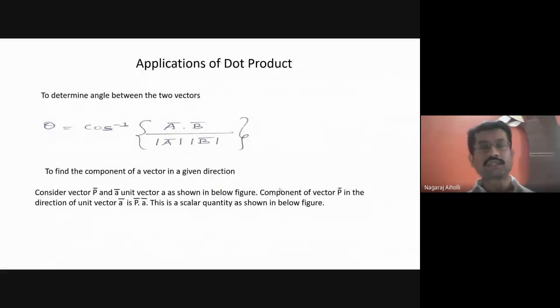What are the applications of dot product? The first application is that it is used to find the angle theta between two vectors. We know from the definition itself that a vector dot b vector is the magnitude of a vector into the magnitude of b vector into cosine of the angle theta between the two vectors. Hence, we can find the angle theta between the two vectors. Another application is, if the two given vectors are p vector and a unit vector a, then we can find the component of p vector in the direction of unit vector a.